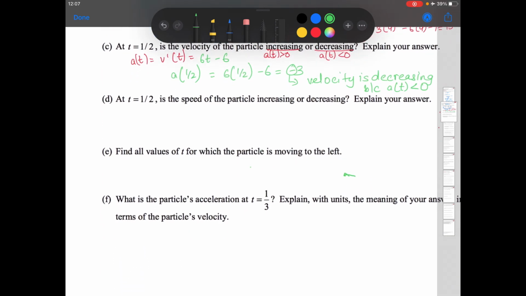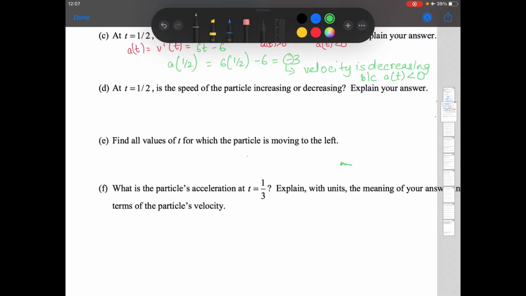Part D. At t equals 1/2, is the speed of the particle increasing or decreasing? So anytime we talk about increasing or decreasing, we are comparing our velocity and acceleration. It is increasing when both acceleration and velocity have the same sign. I'm going to write have same sign. It's decreasing when velocity and acceleration have opposite sign. Right? We're comparing the two.